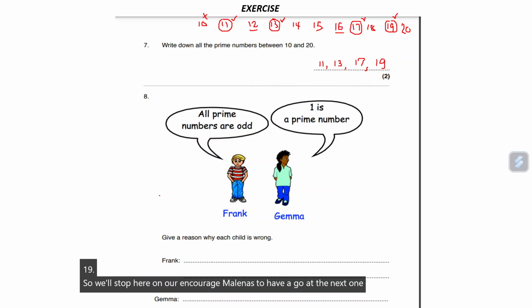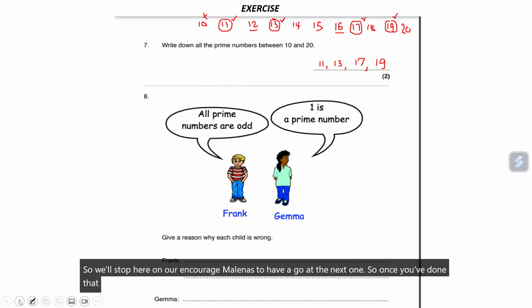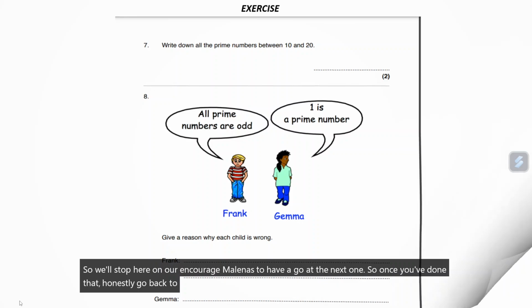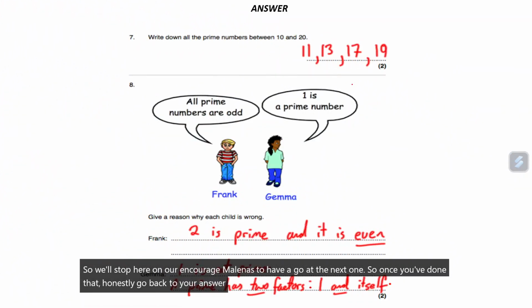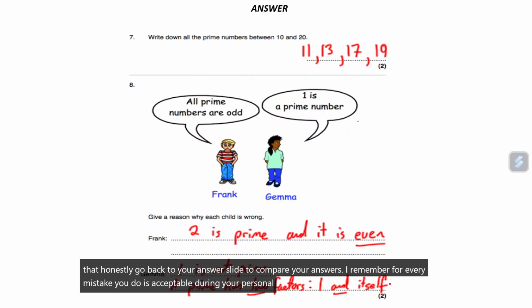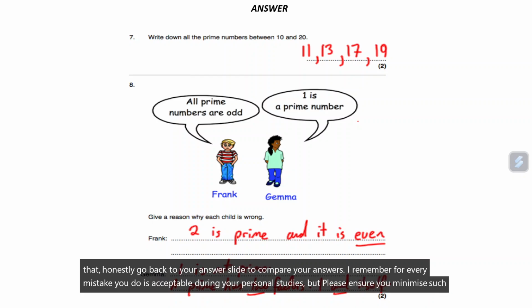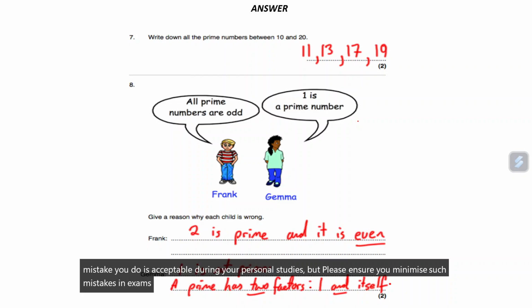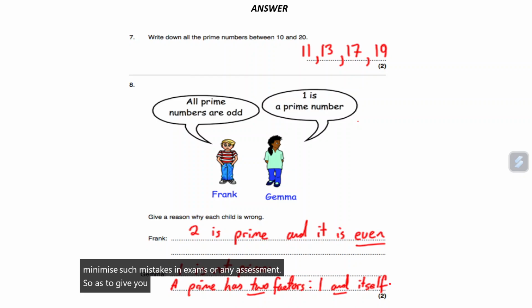Once you've done that, honestly go back to your answer slides to compare your answers. And remember, for every mistake you make, it's acceptable during your personal studies, but please ensure you minimize such mistakes in exams or any assessment so as to give you that desired outcome.